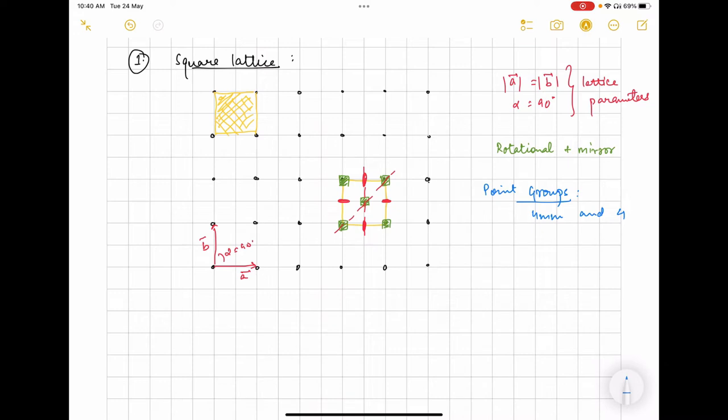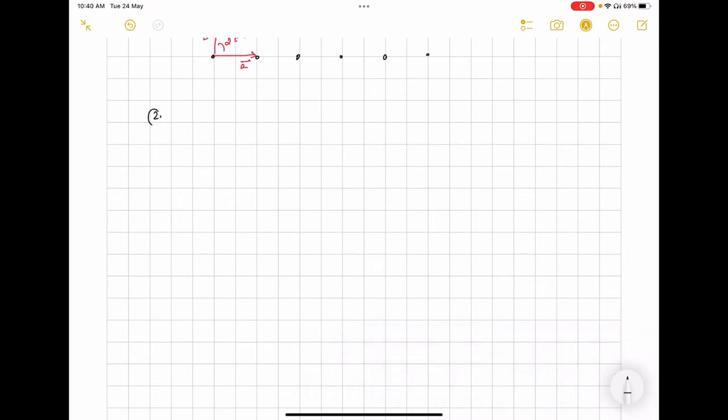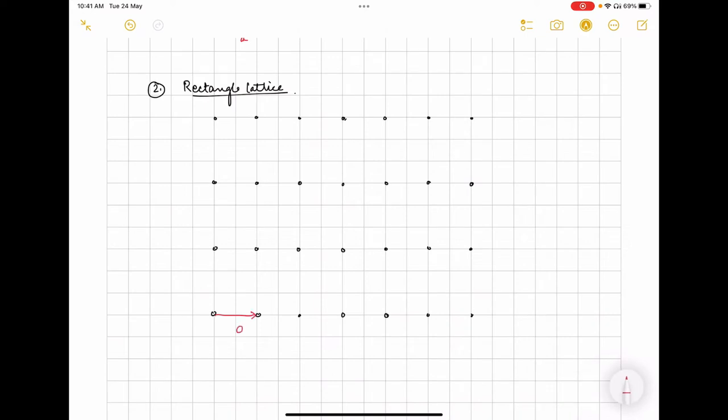Okay. Now, let us move to the next one. That is a rectangle lattice. So this is your rectangular lattice. Okay, so what are the basis vectors? This is A vector, this is B vector, and the angle enclosed by them, alpha, is 90.